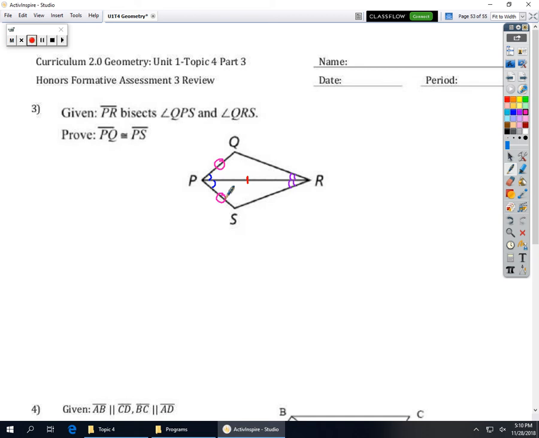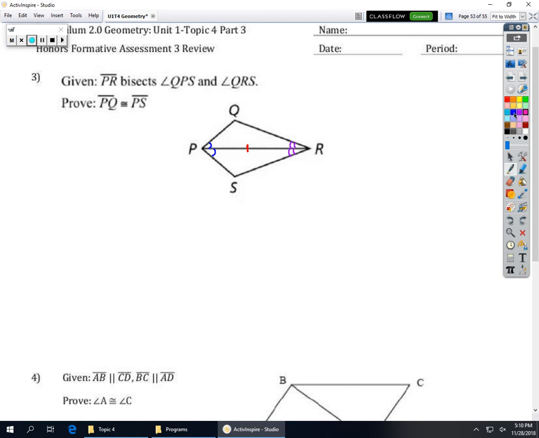So what I'm going to do is prove that the whole triangle is congruent. If the whole thing is congruent, then these two pieces inside should be congruent. So we're going to actually prove the whole triangle is congruent first. Then I can prove that the side is congruent. So I don't have anything written here, so I got to write that.